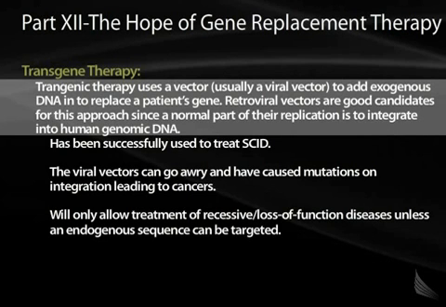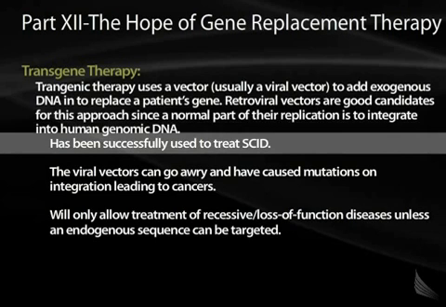Retroviral vectors are good candidates for this approach since a normal part of their replication is to integrate into human genomic DNA. Remember that retroviruses have reverse transcriptase, and they can become DNA, and they can integrate their viral genomic DNA into the human genome. Now, they've tried this to treat specific types of SCID, and it's been used successfully. So that's the plus side to it.